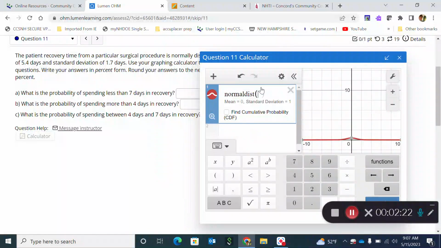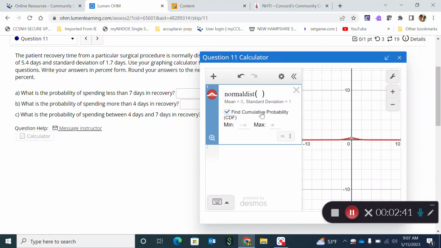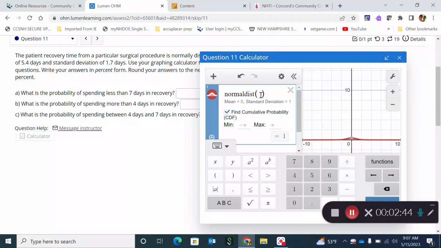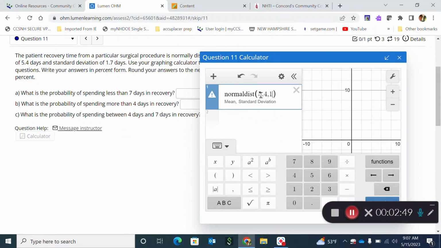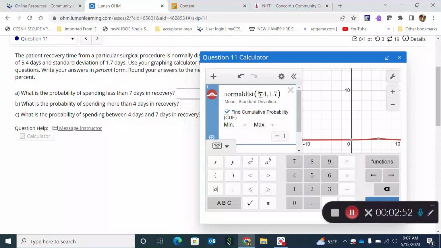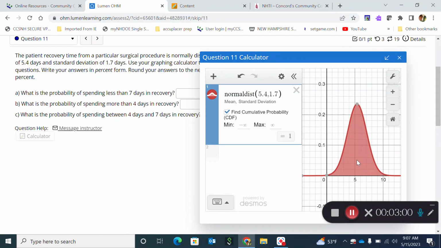What we want to do is in the parentheses, we're going to tell it the mean and the standard deviation separated by commas. That's what this little information below the command says. And then we also need to be sure to check the box that says find cumulative probability, CDF, sorry. So I'm going to check that box. Up in the box, in the parentheses, I'm going to put my mean 5.4, comma, 1.7 for standard deviation. Now under cumulative probability, and you can see on the right if you'd like to see the graph of this, there's your normal distribution graph.